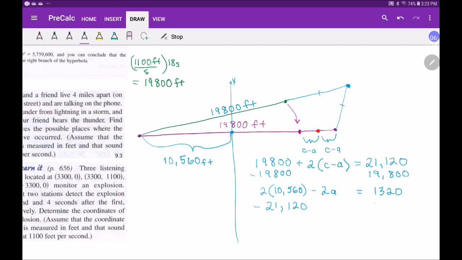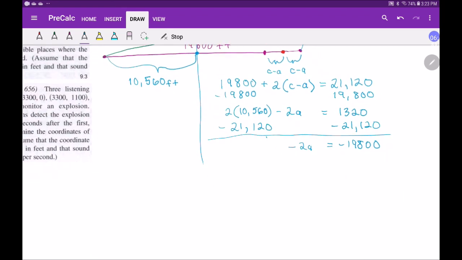21,120 feet. But you say, well, I'm going to get a negative. Well, it's okay. I have a negative 2a over there, so the negative's going to go away. So if I subtract that from both sides, I get negative 2a is equal to 1,320 minus 21,120, and I get a negative number. I probably should have seen this coming, but anyway, there it is. And I divide by negative 2.